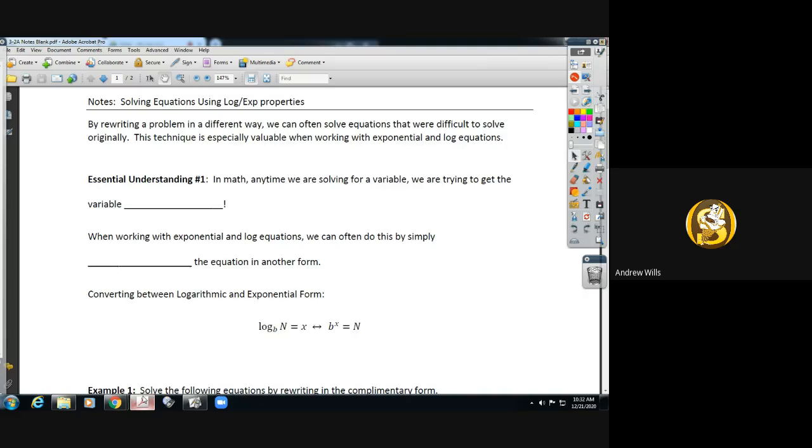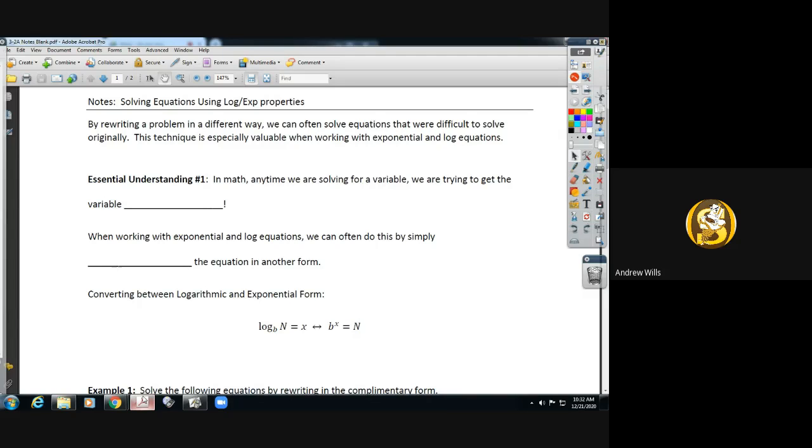Anytime we're dealing with solving equations, when we get up here in pre-calculus, there are often ways to make those equations simpler by converting them into a different form. This is especially true when we're working with our exponential and logarithmic equations, which are opposites of each other.